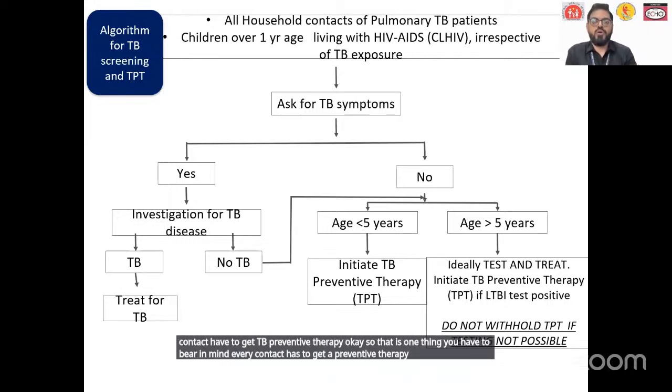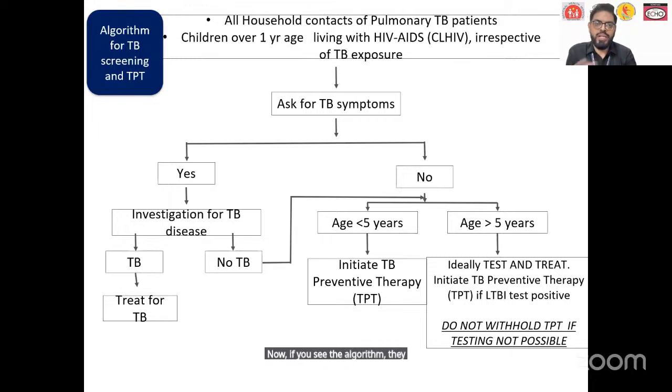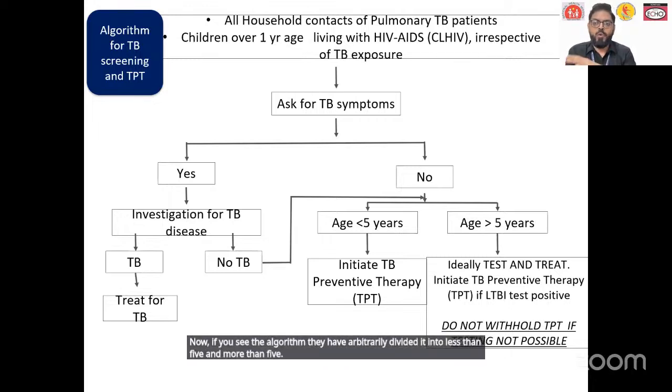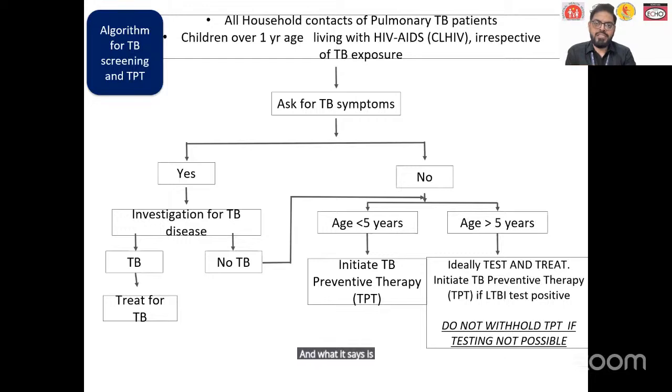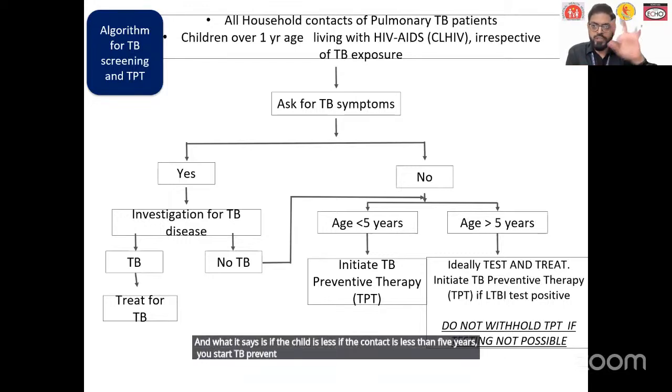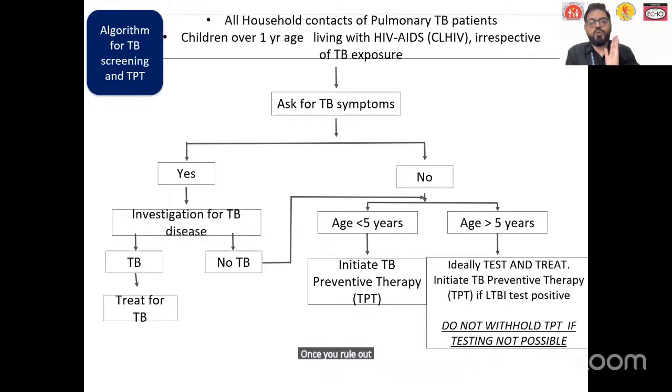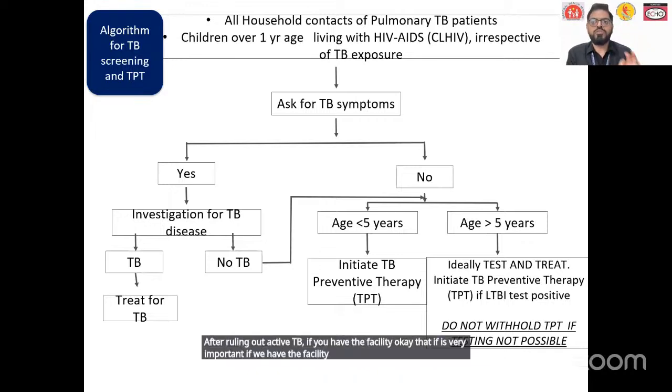Now, if you see the algorithm, they have arbitrarily divided it into less than 5 and more than 5. And what it says is, if the contact is less than 5 years, you start TB preventive treatment once you rule out active TB. If the contact is above 5 years of age, after ruling out active TB, if you have the facility, okay, that if is very important, we try to diagnose TB infection.